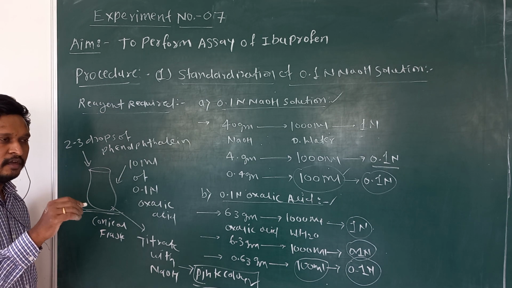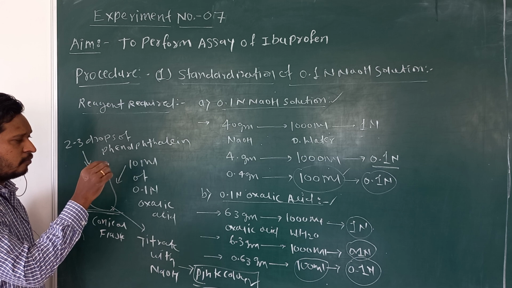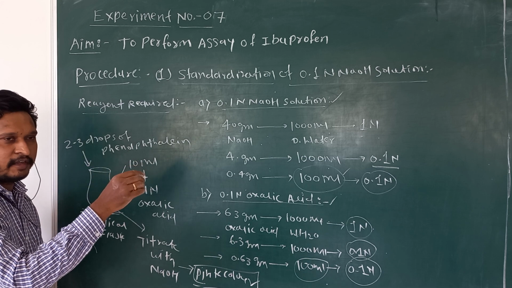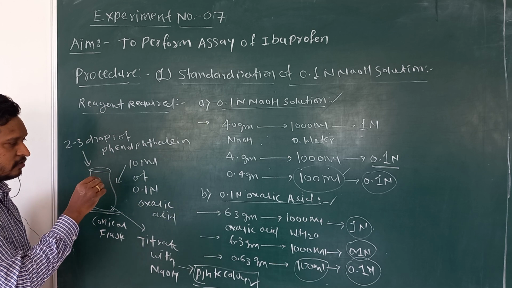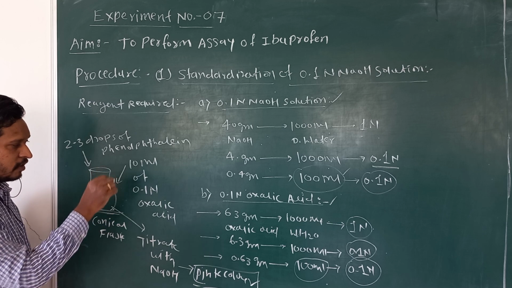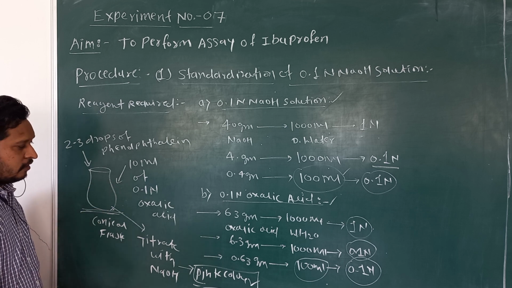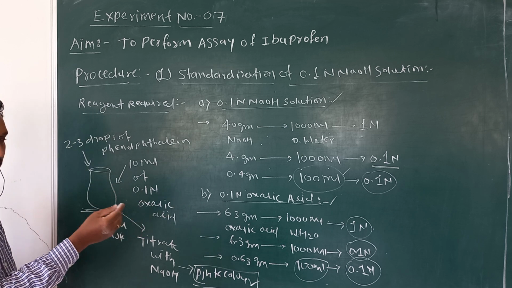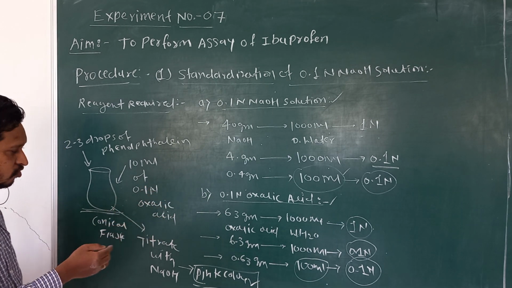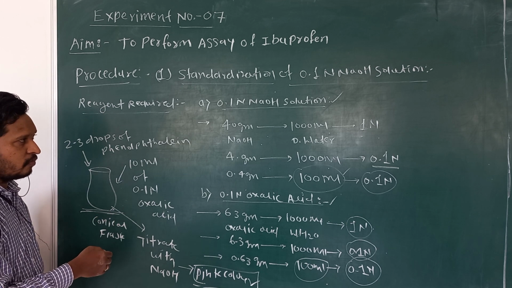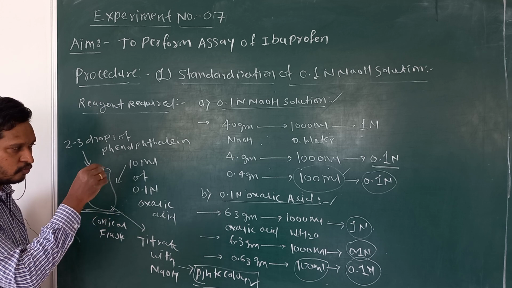You note the reading in ml, and then you have to draw the observation table, with serial number, initial reading, final reading, and the mean. The first column is serial number 1, 2, 3. The second column is the initial burette reading, that is 0 ml, and the final column is the final burette reading. You have to take 3 titrations of this 0.1 normal NaOH solution using the same procedure, take 3 readings and write them down in the observation table.